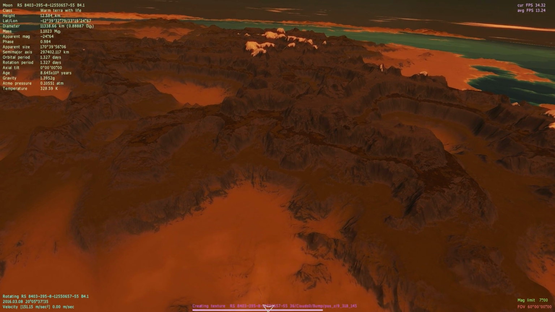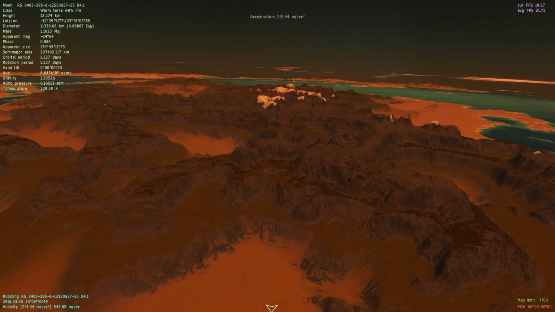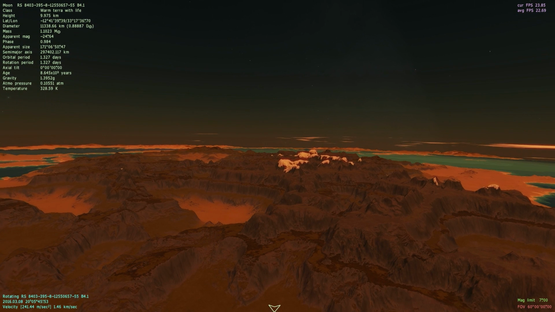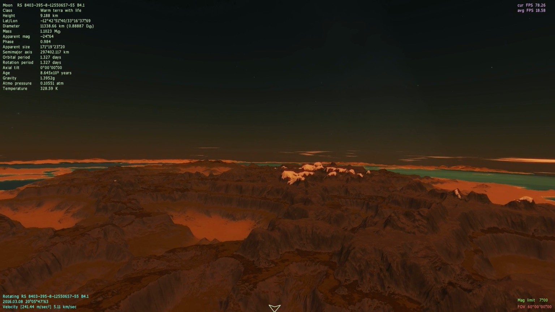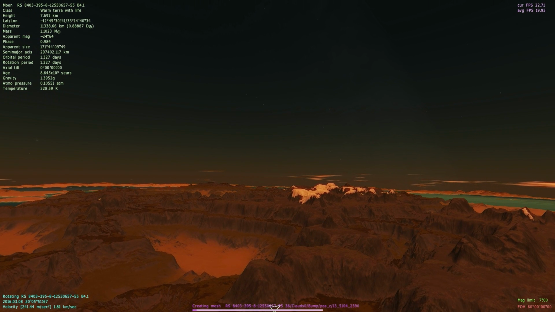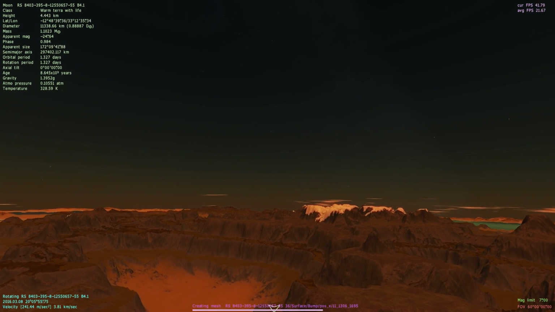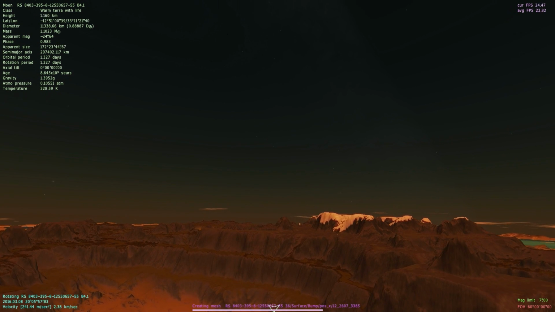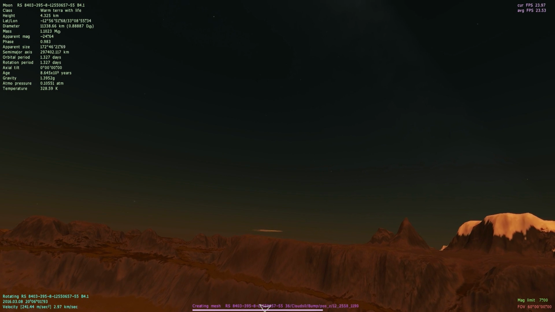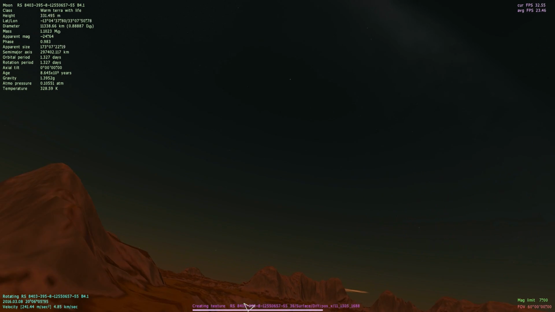Here we have some plateau-like structures. Reminds me of the last planet we were on. And then we have the icy tops of the mountains here. Although, I don't know how icy they are, this planet has a scorching temperature of about 328 Kelvin, which, that's 130 Fahrenheit, just about.